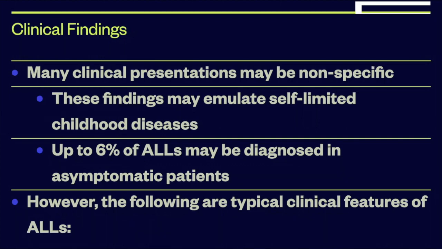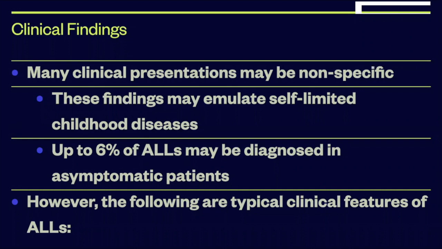However, if you start seeing a recurrence of infections in a patient, then you would want to take some lab tests. Probably the first lab test you want to take is a CBC, and this is where we might start seeing some irregularities. In fact, up to 6% of ALLs may be diagnosed in asymptomatic patients. These were probably diagnosed in patients that underwent routine labs. Once again, what made us think of this diagnosis is going to be specific irregularities in the complete blood count.